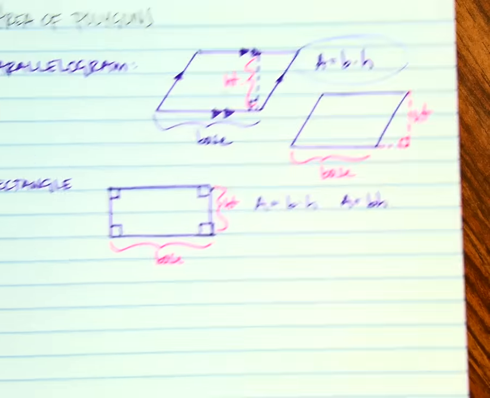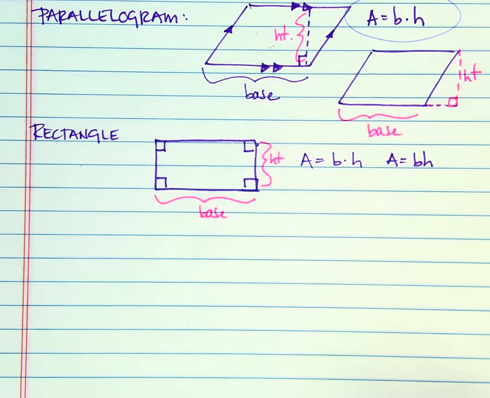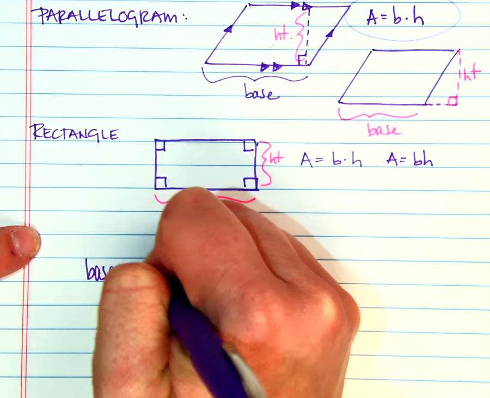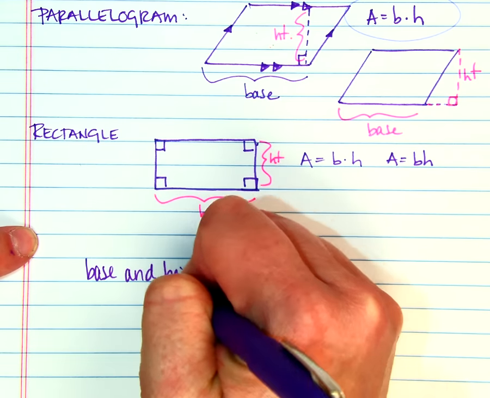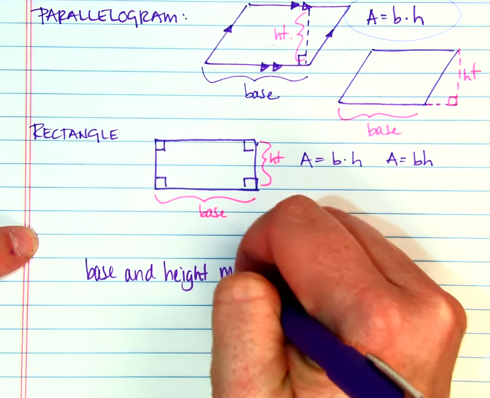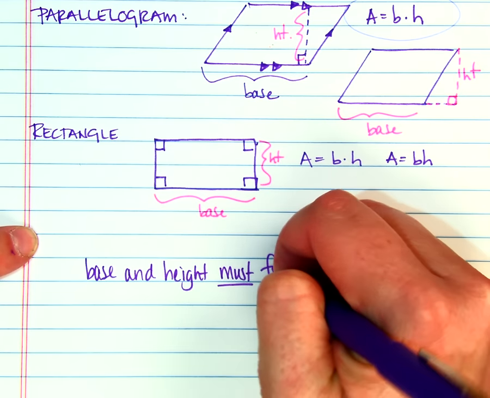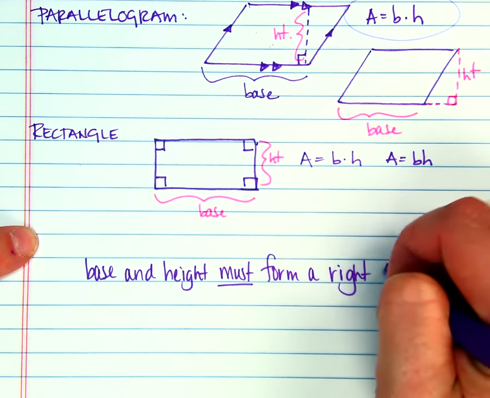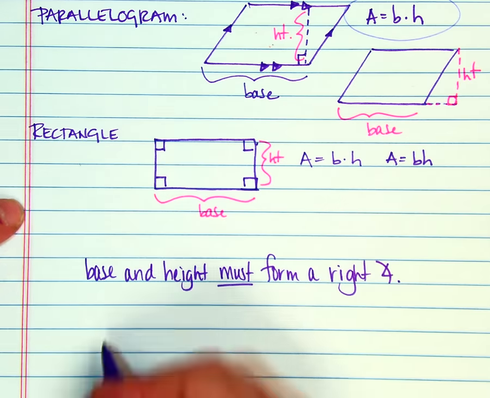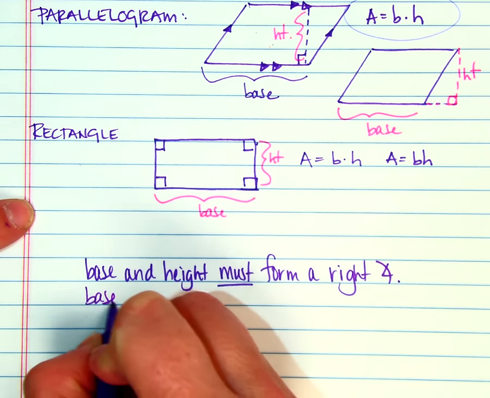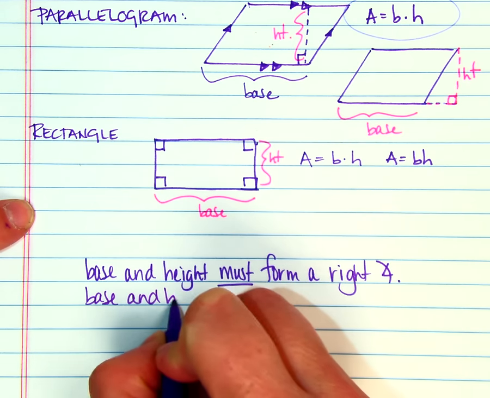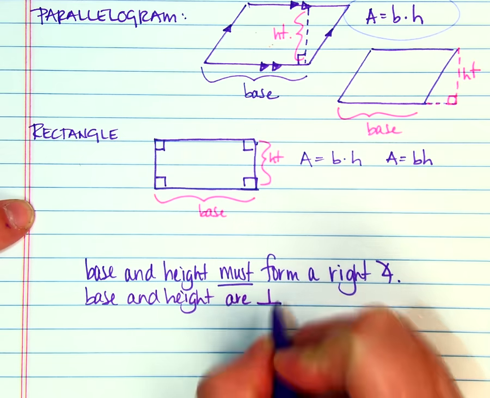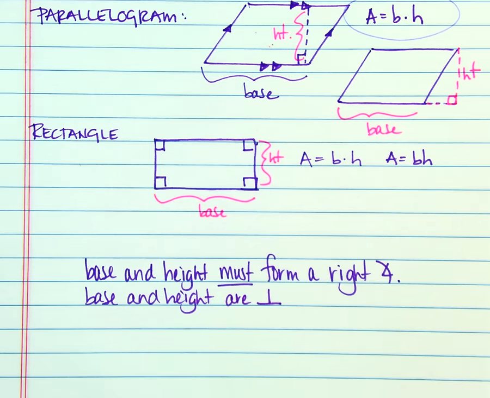So while I mention that, what I want to make sure that you understand is that the base and the height must form a right angle. Okay, in other words, the base and the height are perpendicular. So you have to have that right angle indicator.